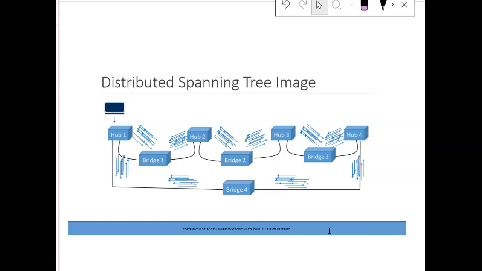However, when the fourth bridge is connected to hub 4, right here, a problem arises because a loop now exists. Click through the PC sending a packet to hub 1, sending to bridge 1, and bridge 4, etc. This produces a broadcast storm.